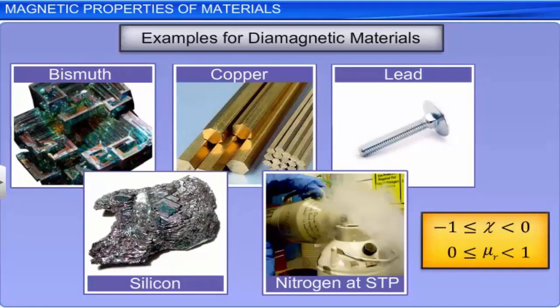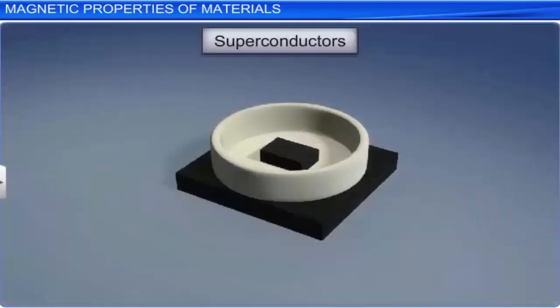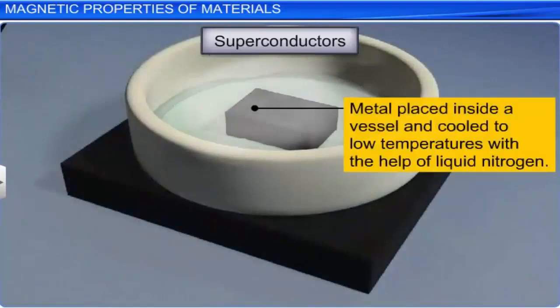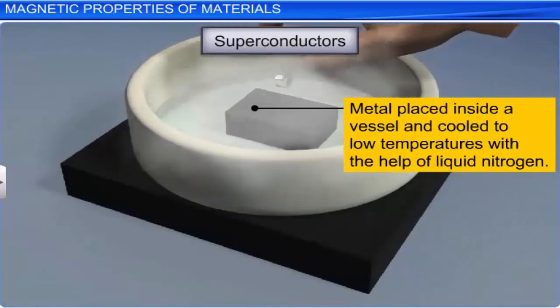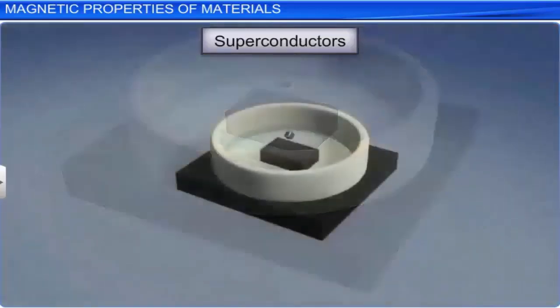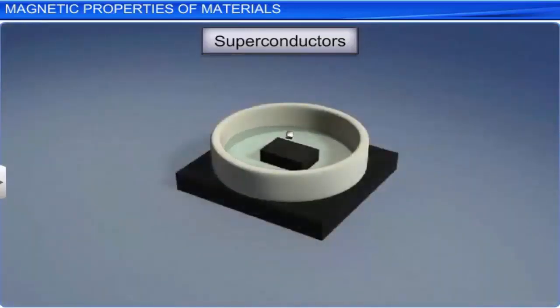Magnetic susceptibility of the diamagnetic substances is greater than or equal to -1 and less than 0. Relative magnetic permeability of these substances is greater than or equal to 0 and less than 1. Superconductors exhibit perfect diamagnetism. When a material is cooled below its transition temperature, it becomes a superconductor. In the superconducting state, the material behaves as a perfect conductor of electricity and a perfect diamagnetic material.